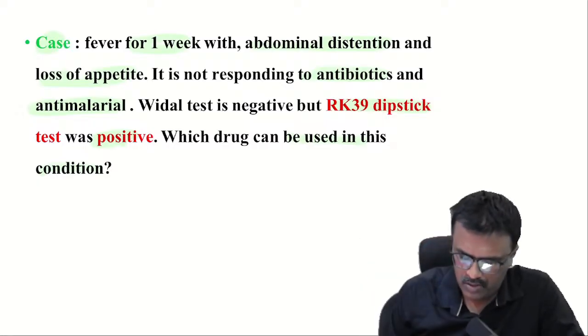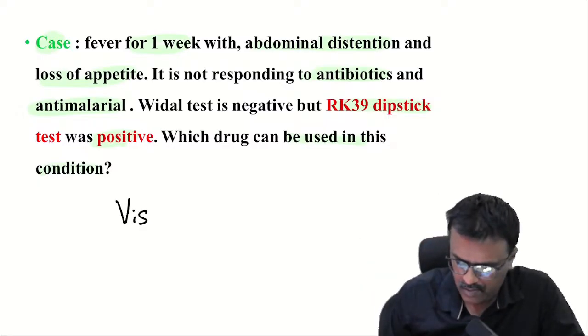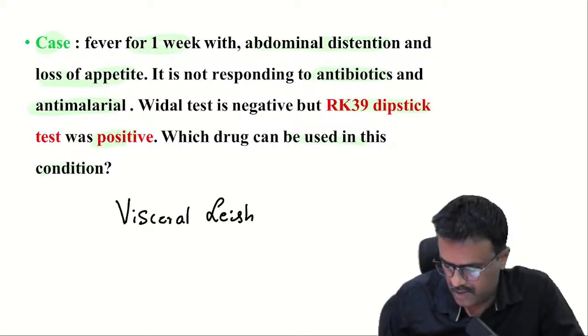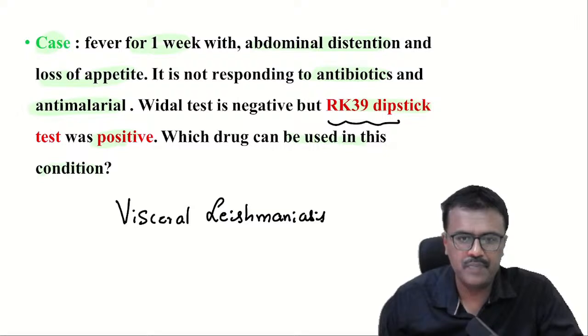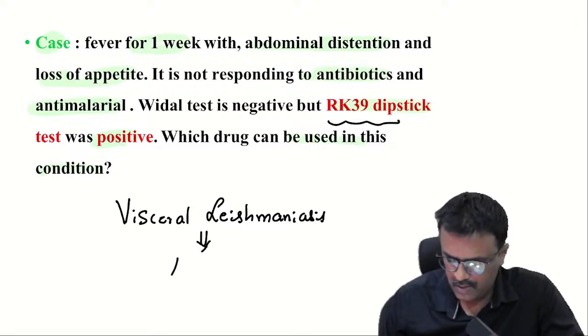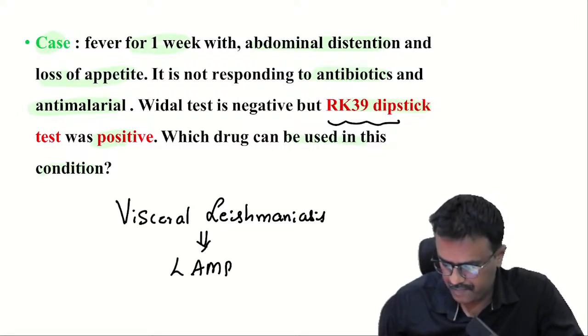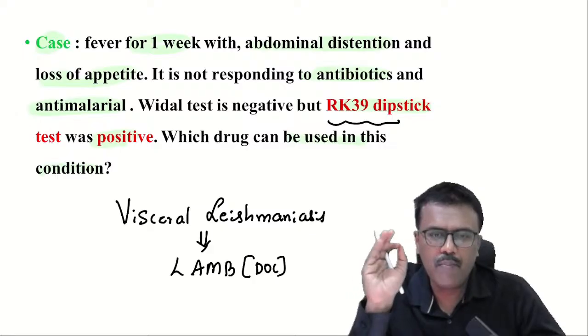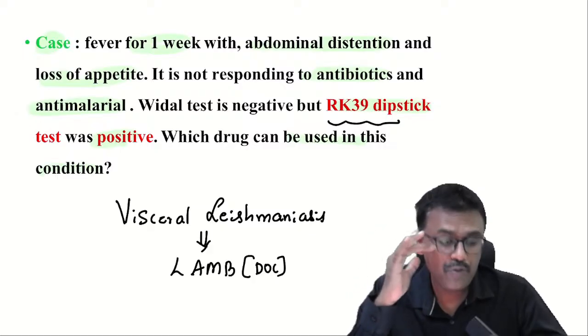So this question is regarding visceral leishmaniasis because of RK39 dipstick positive. The drug of choice is LAMB. What is LAMB? Liposomal amphotericin B. That is the drug of choice for this.